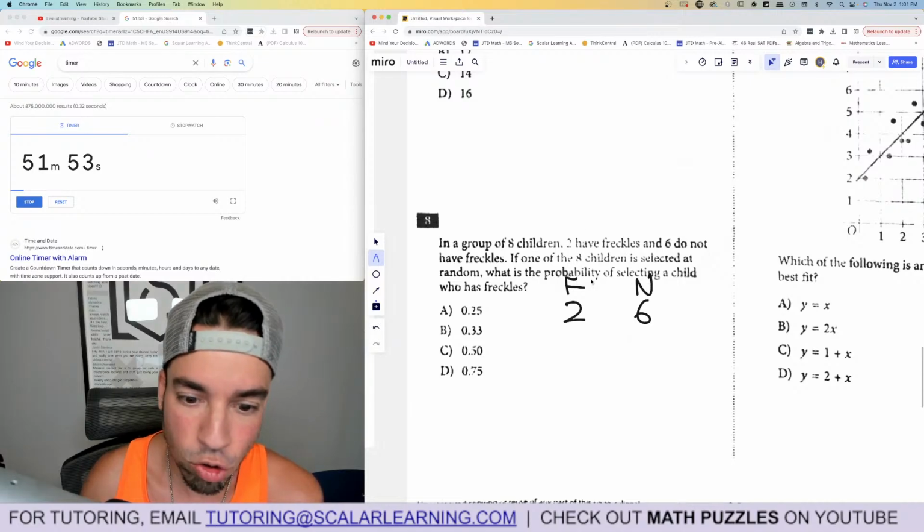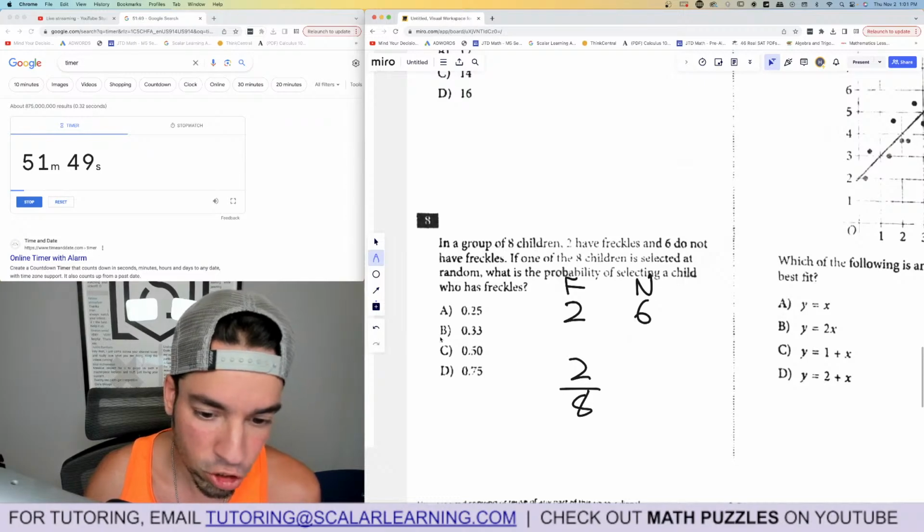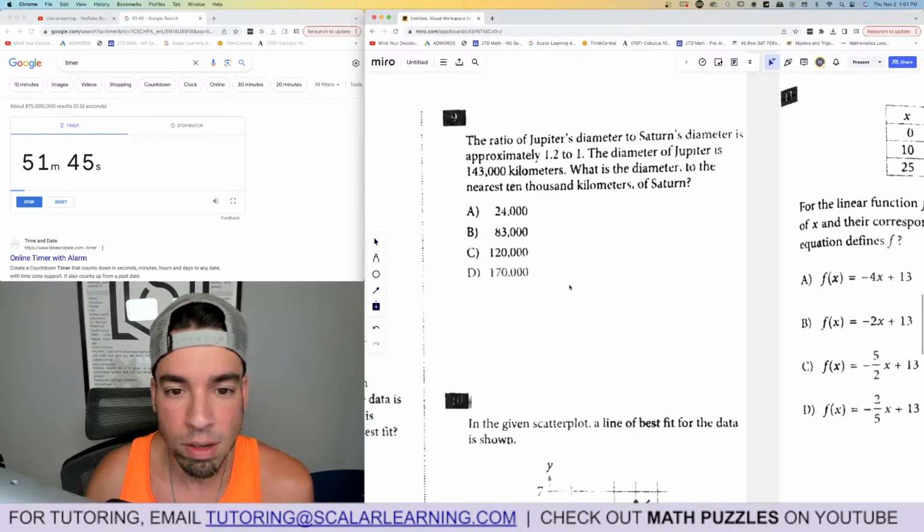Number 8. In a group of 8 children, 2 have freckles and 6 do not. If one of those 8 children is selected at random, what's the probability of selecting a child who has freckles? 2 out of 8, which is 0.25. A is the winner. Boom, done. Okay, still on the easier side for these questions.